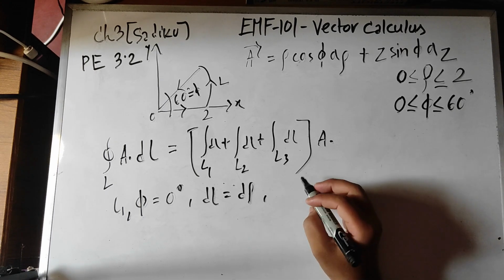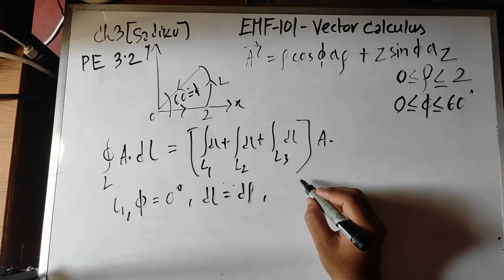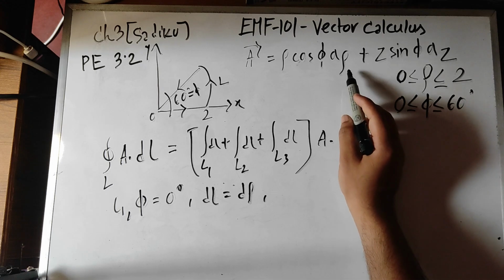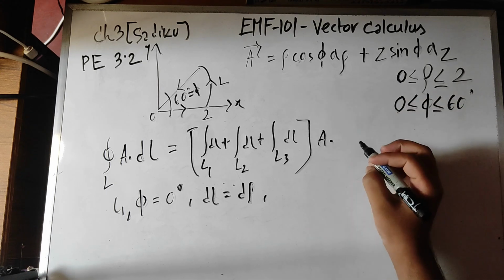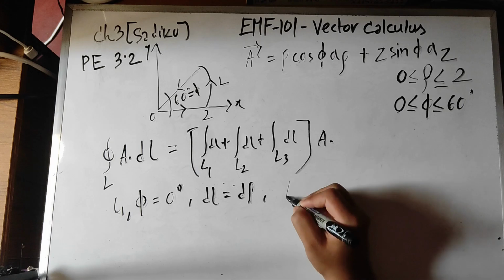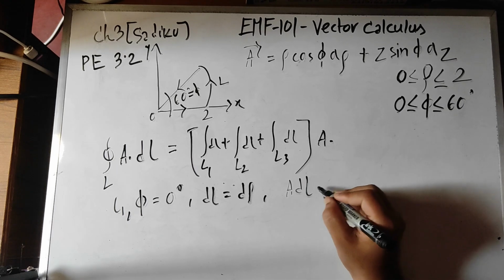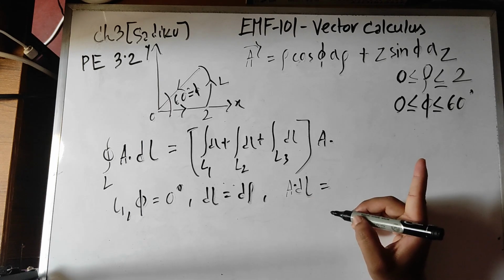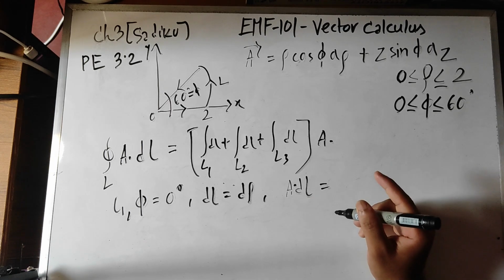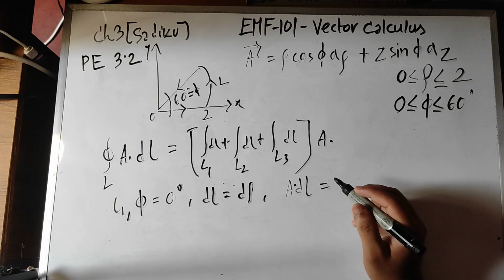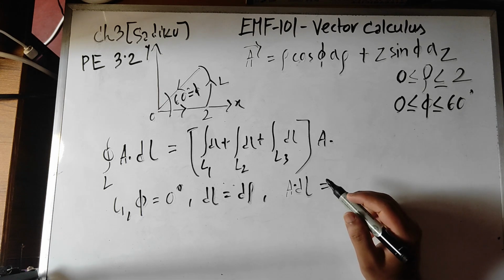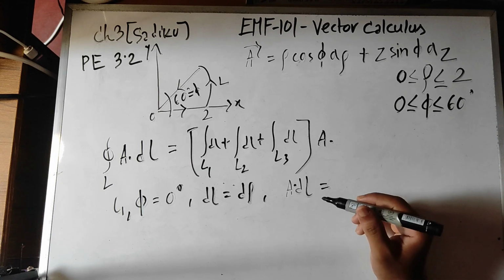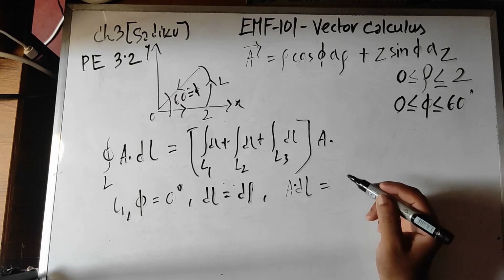Along this path only the component a rho is changing. So A dot dl means a dot product, and we said that the line integral is the integration of the tangential parts along the path, or the given curve L.